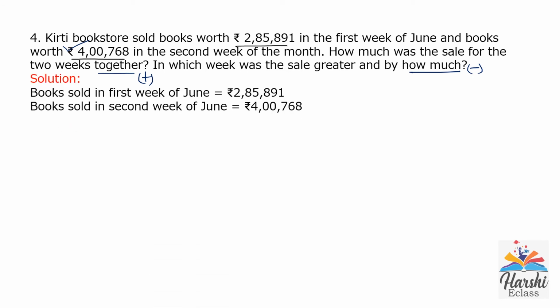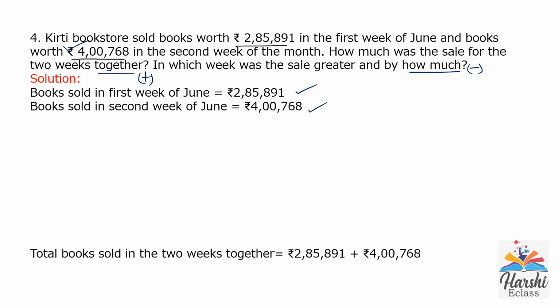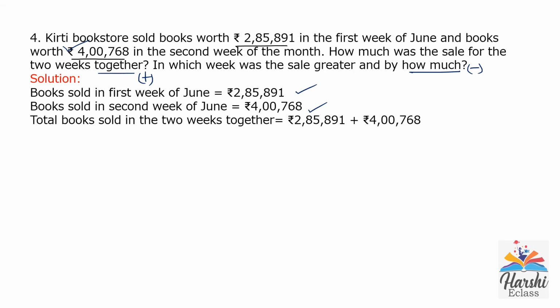Solution: books sold in first week of June 2,85,891 and books sold in the second week of June 4,768. Total books sold in the 2 weeks together. For that we need to do addition. Add 2,85,891 with 4,768. Write the numbers here. Arrange them in an order. Then do the addition.